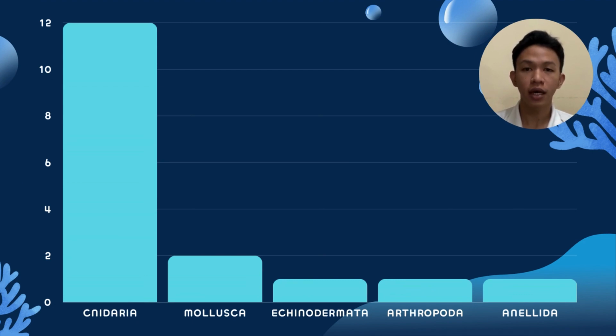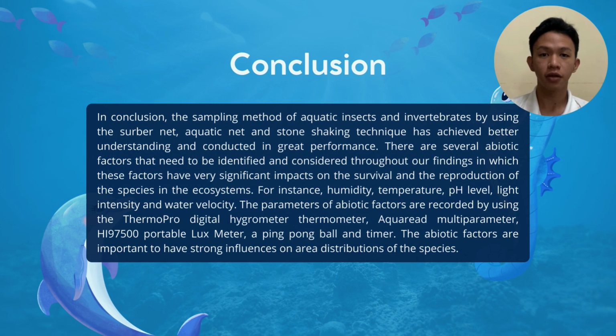These corals are important as a shelter where other small marine invertebrates can hide and live as colonies. As for the conclusion, the sampling method of aquatic insects and invertebrates using the surber net, aquatic net, and stone shaking technique has achieved a better understanding and was conducted with great performance.